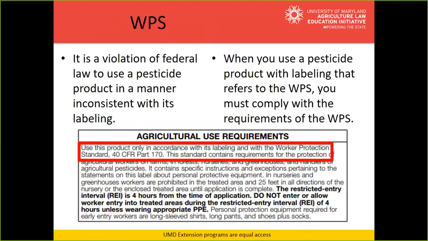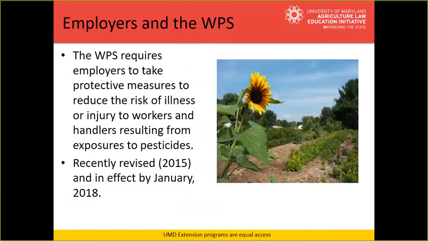The worker protection standard, like we mentioned, is a federal law. Using any pesticide in violation of its labeled recommendations is a federal law violation. And here in this slide, you can see an example of the kind of box that most labels have on pesticide products that mentions the worker protection standard. It's usually in the agricultural use requirements. It's usually in this little box. Sometimes you'll have to look elsewhere on the label, and it says that you need to use this product only in accordance with the label and with the worker protection standard. And this is actually from the kaolin clay that I mentioned earlier. When you use a product that has this on it, then you need to know that you need to comply with the worker protection standard.